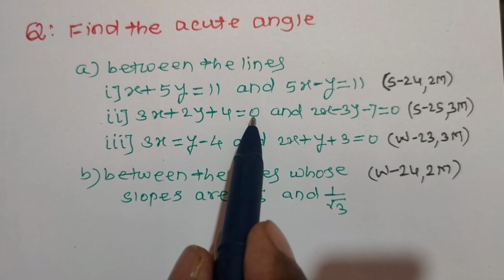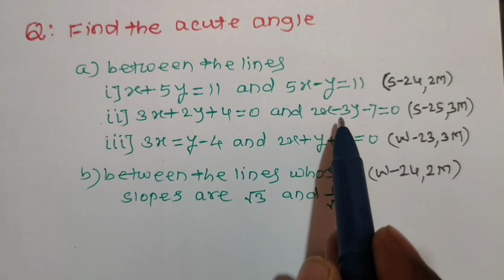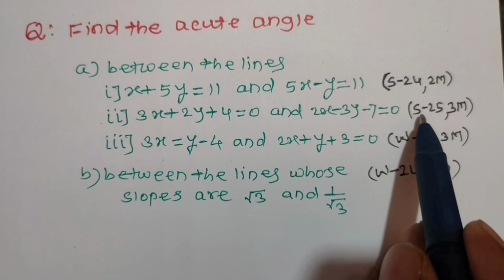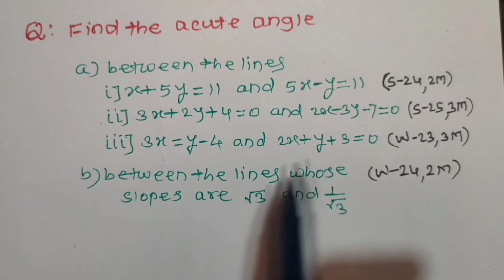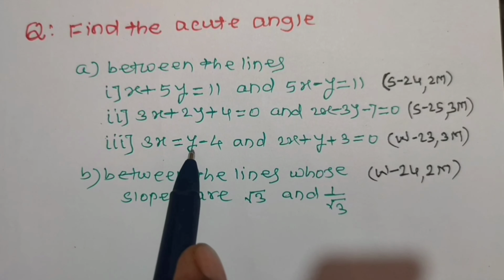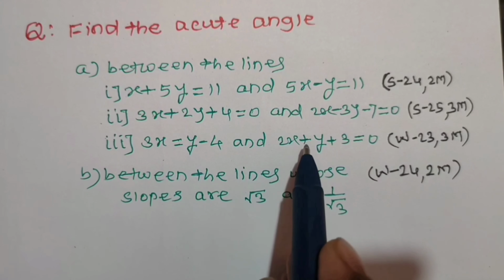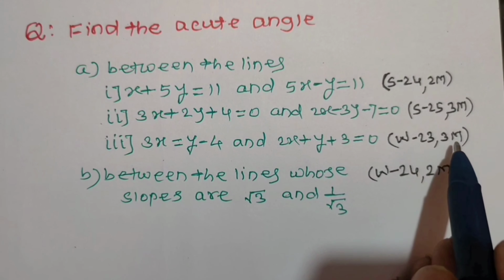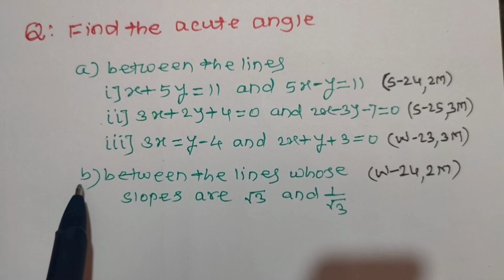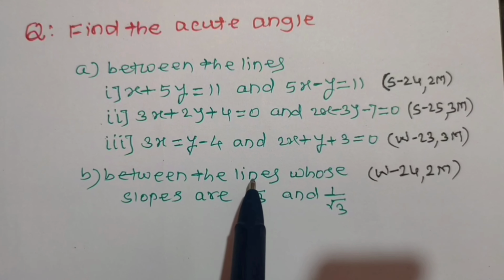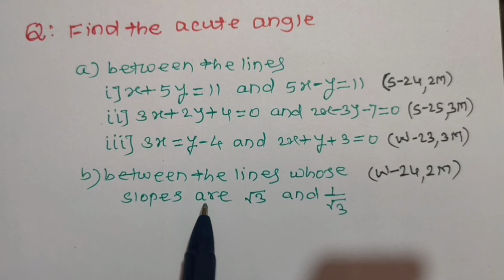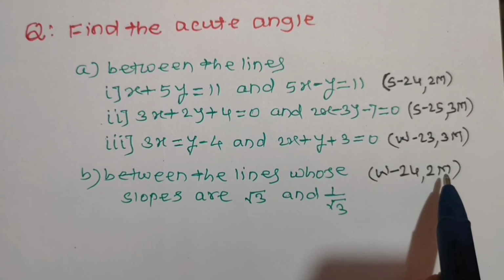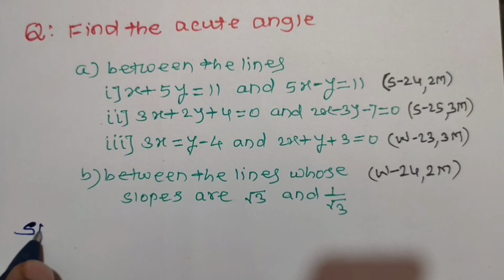Example number 1 is x plus 5y is equal to 11 and 5x minus y is equal to 11. Example number 2, 3x plus 2y plus 4 is equal to 0 and 2x minus 3y minus 7 is equal to 0. And example number 3 is 3x is equal to y minus 4 and 2x plus y plus 3 is equal to 0. Example number B is slopes of the two straight lines are given, that are root 3 and 1 upon root 3.